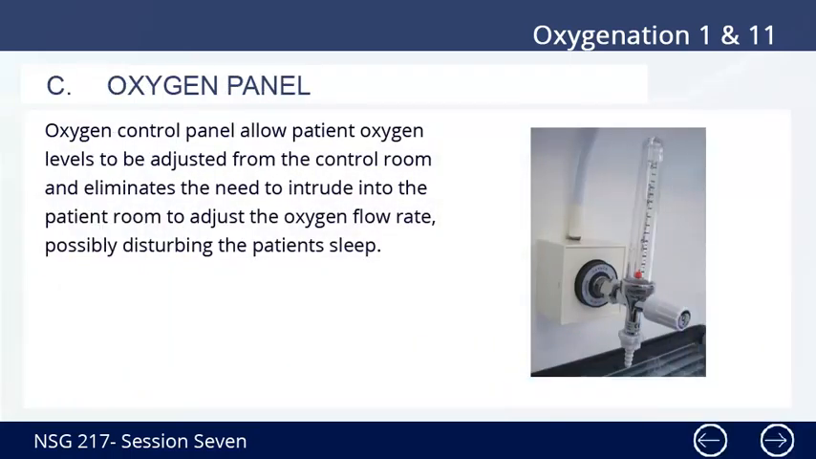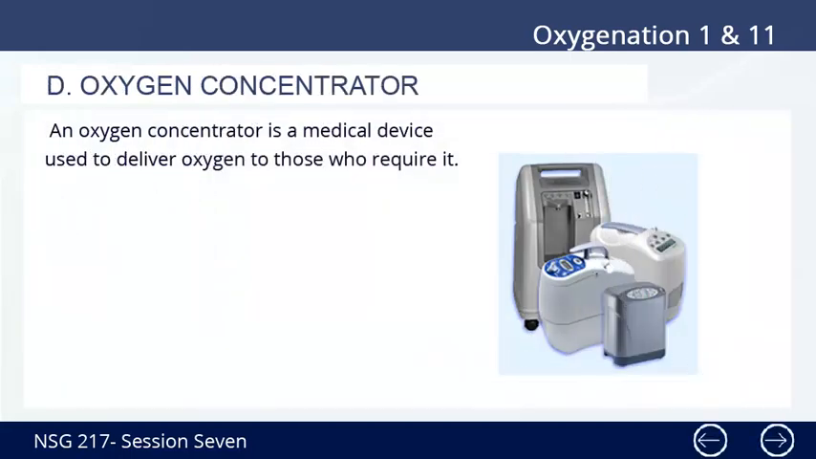C, oxygen panel. Oxygen control panel allows patients' oxygen level to be adjusted from the control room and eliminates the need to intrude into the patient room to adjust the oxygen flow rate, possibly disturbing the patient's sleep, which is shown in the diagram below. D, oxygen concentrator.